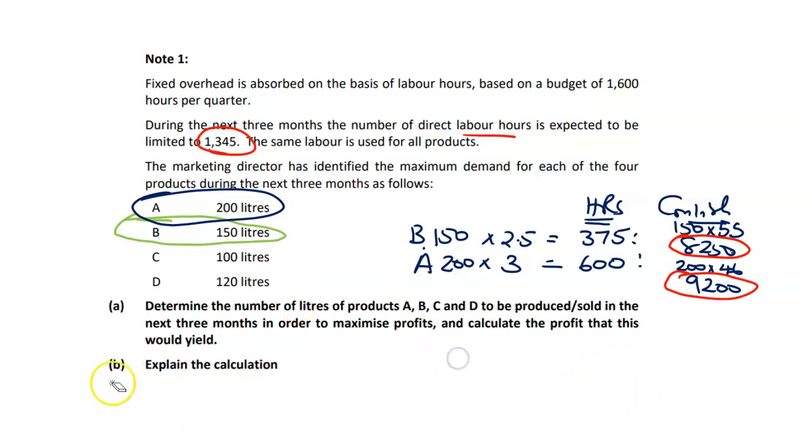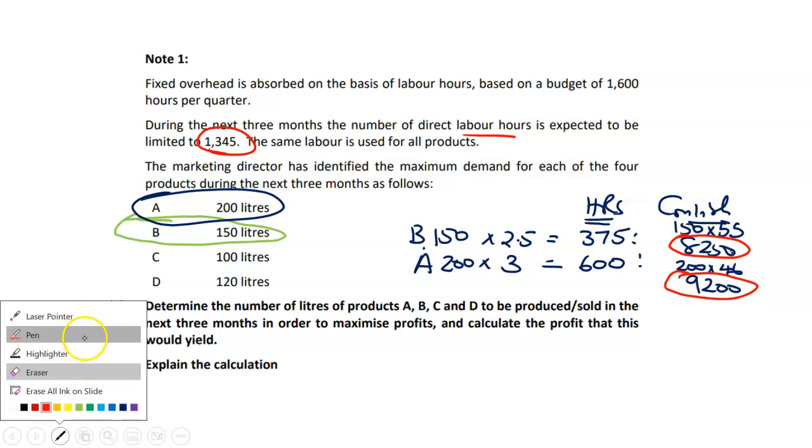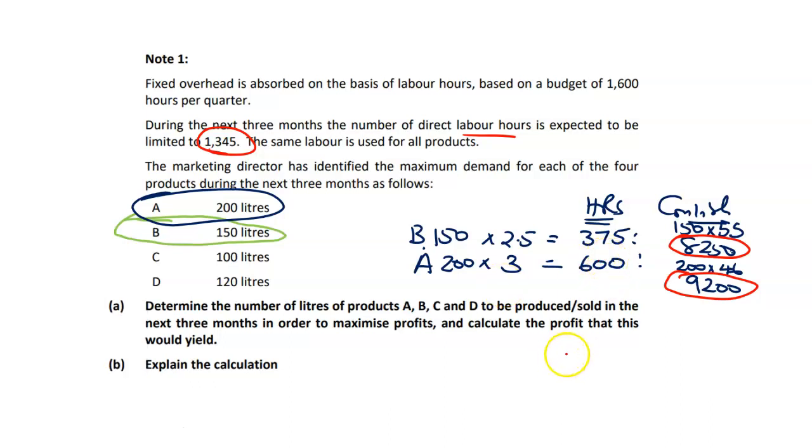So the question here is, how many hours do I have left? You've used 975 hours so far. You have 1345 hours, right? So let's subtract the two. 1345 minus 975 gives us 370. So I have 370 hours left.